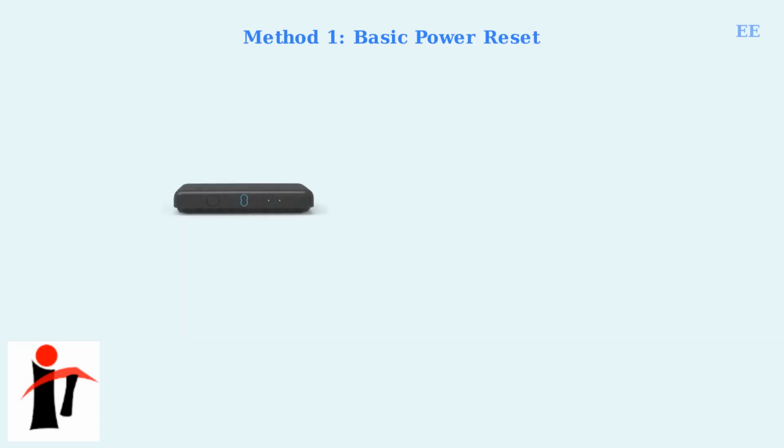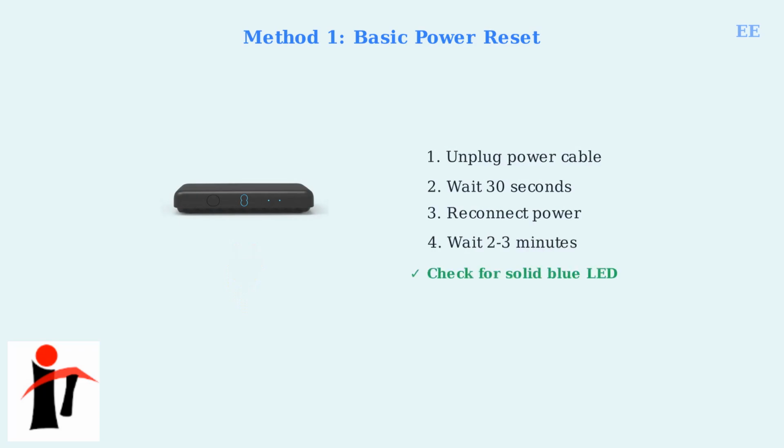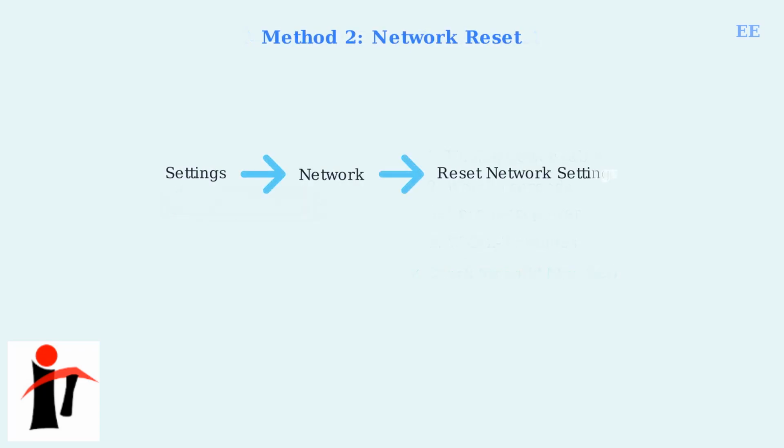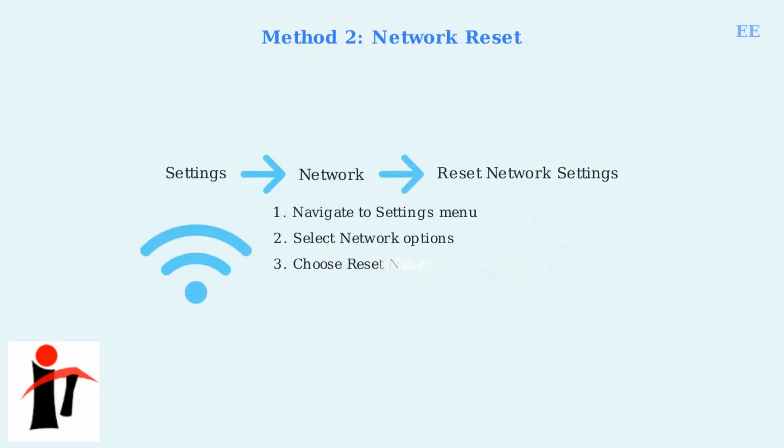Now that you understand what the LED indicators mean, let's walk through the step-by-step troubleshooting methods to fix your flashing EETV box. The first and most effective solution is a basic power reset. This simple procedure resolves about 78% of flashing LED issues. If the basic reset doesn't work and you suspect network connectivity issues, try resetting your network settings. This resolves connection-related flashing problems.